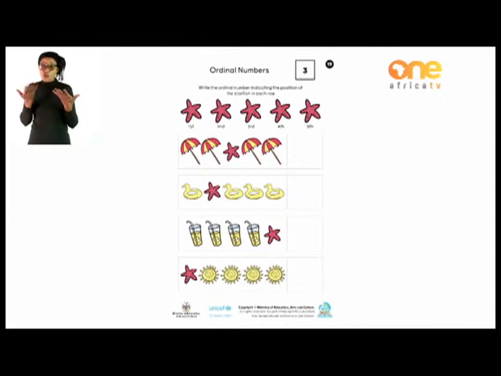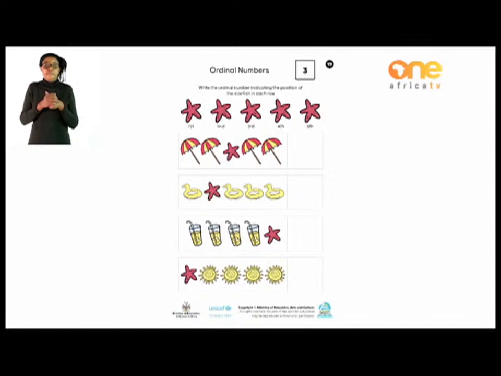Good. Let's look at the row of the umbrellas. We have two umbrellas, starfish, and two umbrellas again. So where, at which position is the starfish situated? First, second, third, fourth or fifth. Fill in the correct position in the empty block provided there.